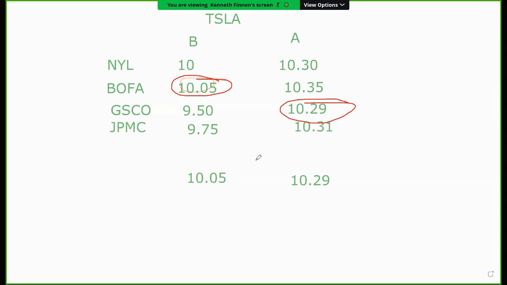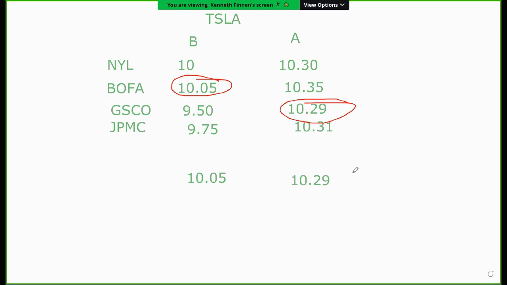Are they willing to sell it at 10.10? No. Are they willing to sell it at 10.20? No. Are they willing to sell it at 10.29? Yes. Goldman Sachs says, I'll sell 100 shares at 10.29. That means they're willing to sell 100 shares at 10.29. Could they go lower? Sure, but right now the answer is no. You could change your mind, but this is a snapshot in history right now.